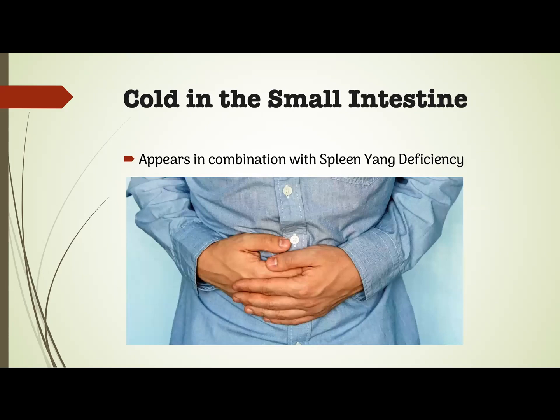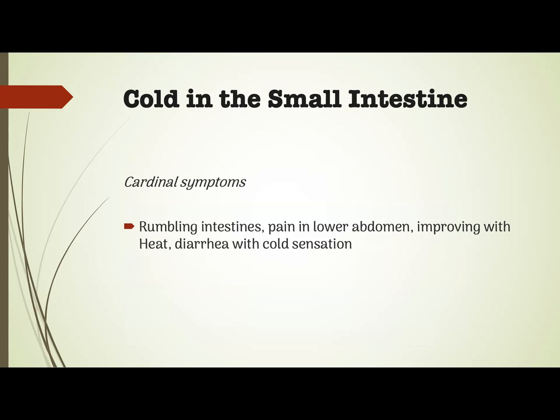Next, we have cold in the small intestine. This one appears in combination with spleen yang deficiency. Cardinal symptoms: there is a rumbling intestine, pain in the lower abdomen improving with heat, and diarrhea with cold sensation.